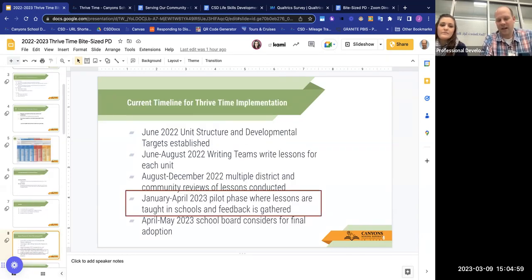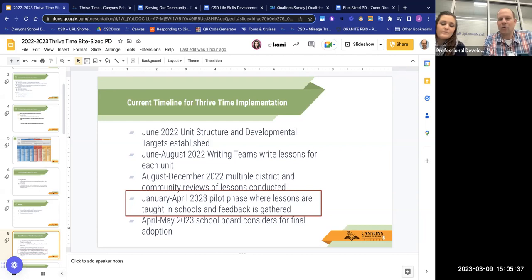So I thought it'd be very helpful to briefly talk about the current timeline for Thrive Time implementation. This started back in June when the unit structures and developmental targets were established. I'll talk about what that means in a little bit. Over the summer, writing teams got together and wrote lessons for each unit. And from August through December, those lessons were taken through multiple reviews and revisions through the community, district committees, et cetera. That happened in the fall, up through about December, early January.